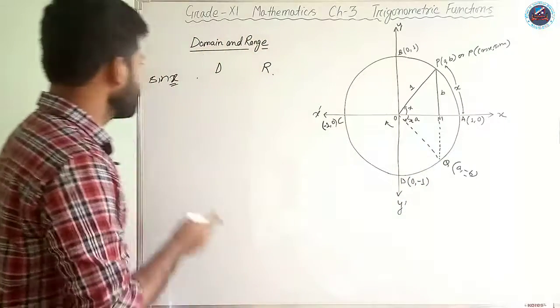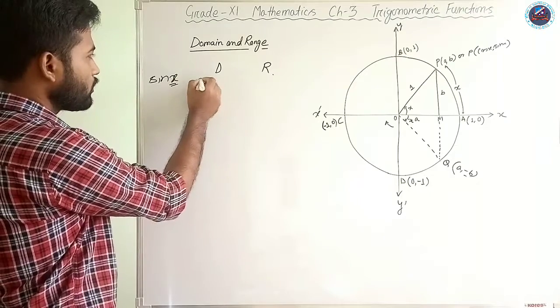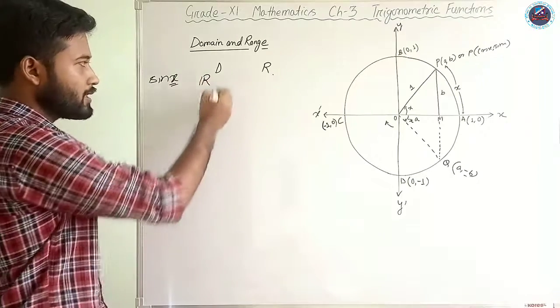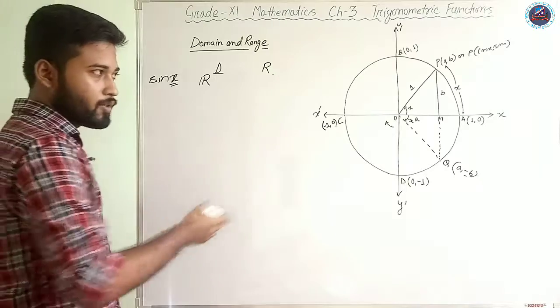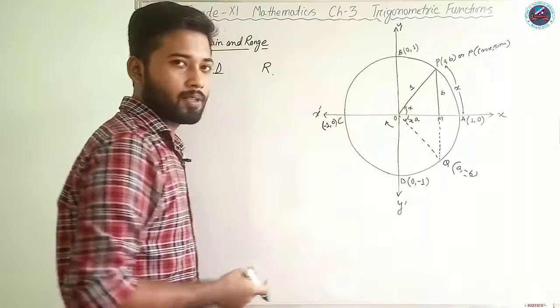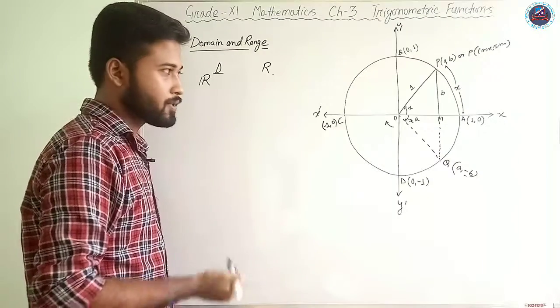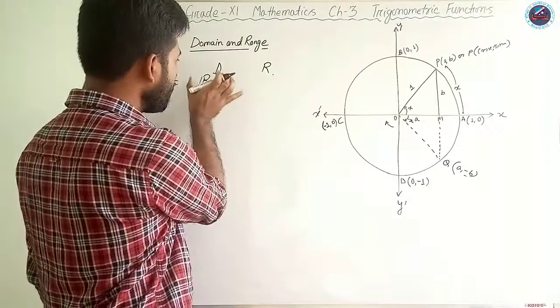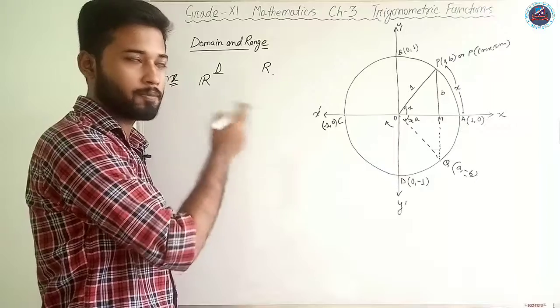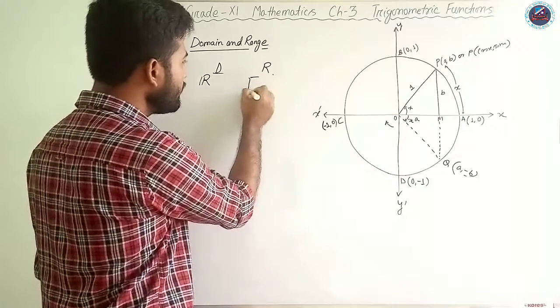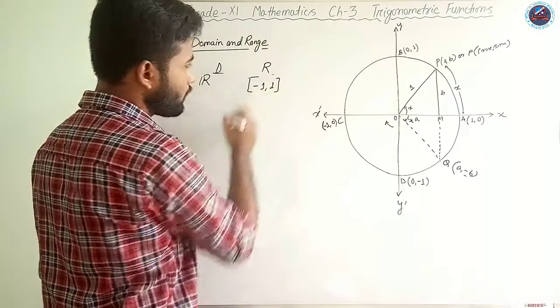So in case of sine, the domain will be the set of real numbers. That means you can take any number, because pi by 2 and these are all real numbers. Pi is 22 by 7, or 3.14, some real number. So you can take all the real numbers from minus infinity to plus infinity, but the range will be minus 1 to 1.